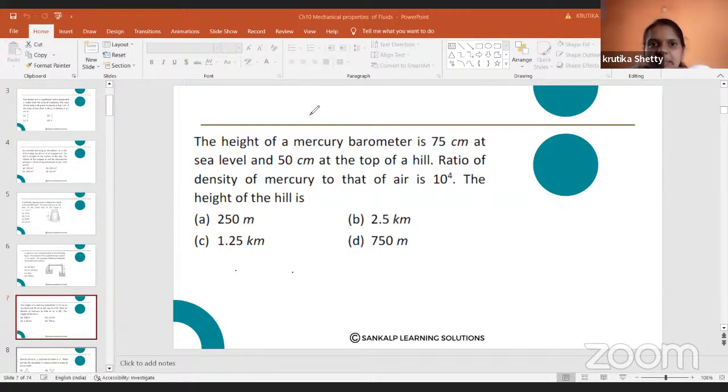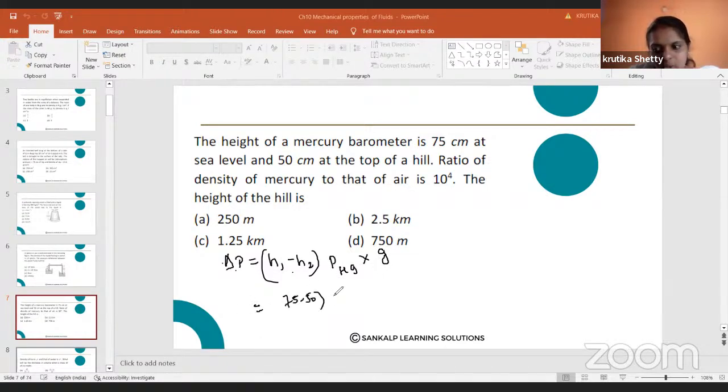What do you do here? The formula is the difference in the pressure is given by, that is delta P is equal to H1 minus H2 into rho of mercury into acceleration due to gravity. So this is 75 minus 50 into rho of Hg, 10 raised to minus 2, into rho g. This is my equation 1.